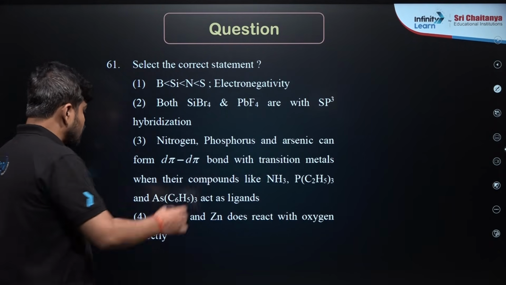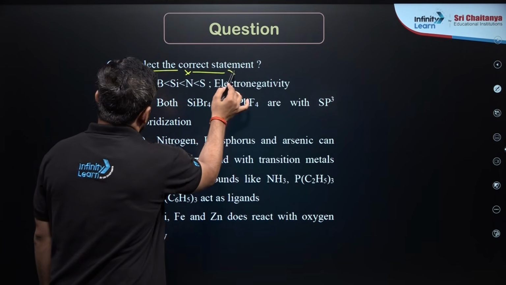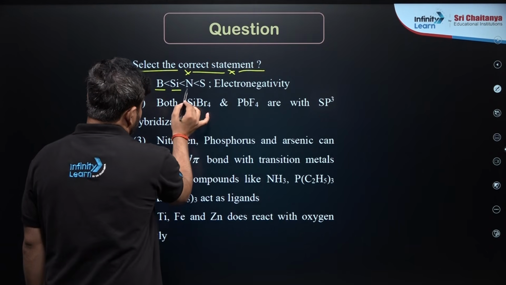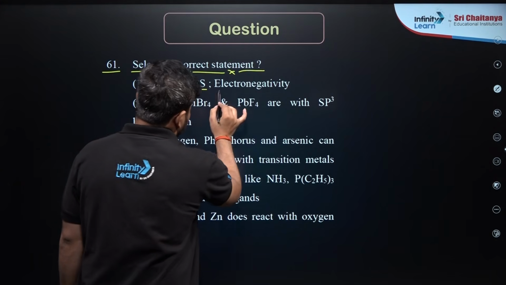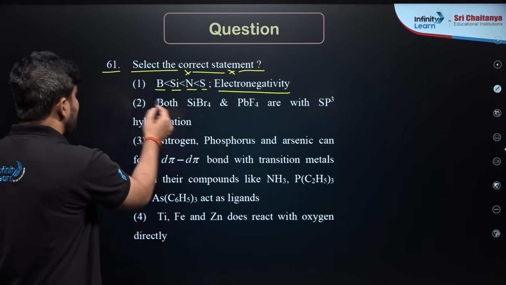See this one. So here what we have to do, select the correct statement. Here boron, silicon, nitrogen and sulfur, this is the electronegativity increasing order. So this increasing order is wrong only.